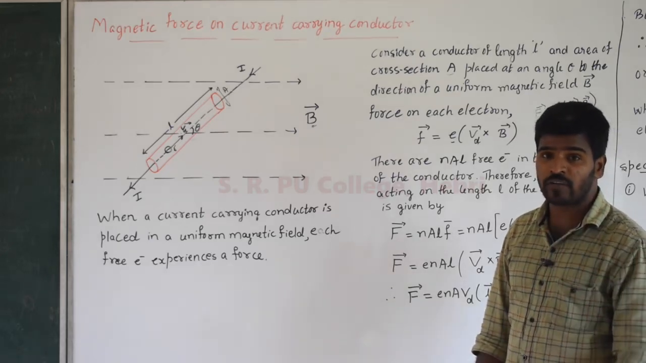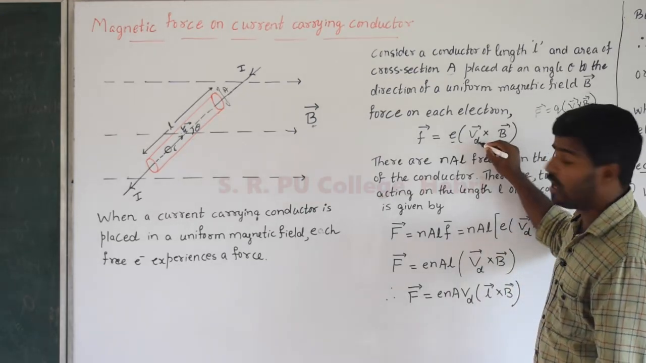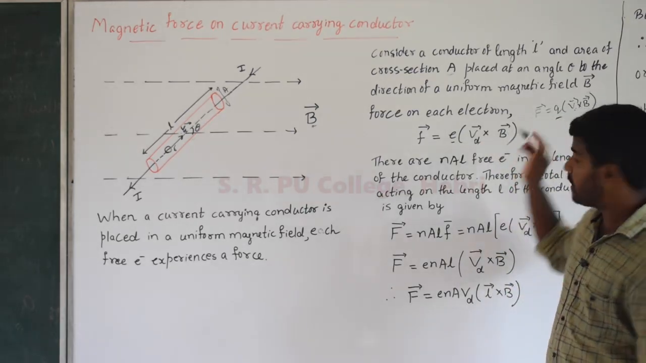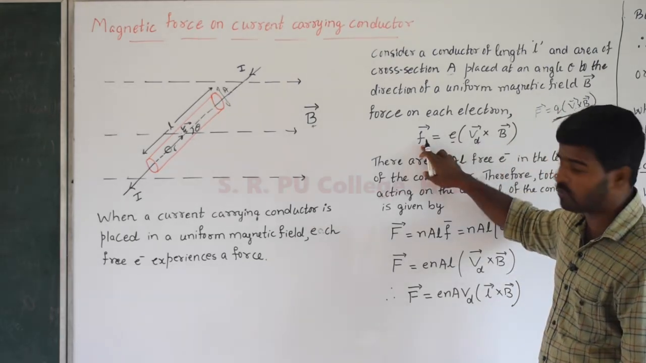under the influence of the external electric field. Therefore that velocity is taken as the drift velocity, and B is the magnetic field. Because of this equation, we write the term small f.